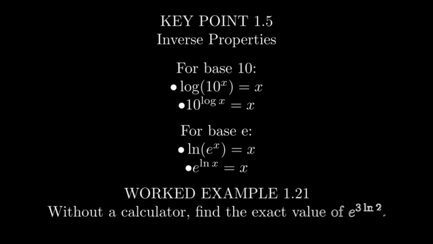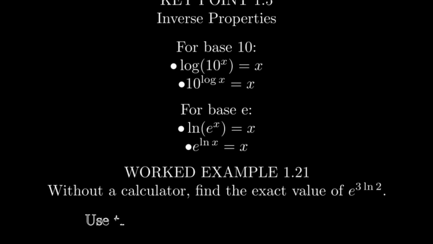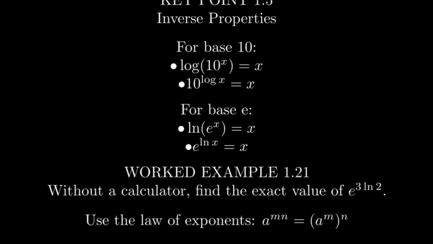Let's see these properties in action with an example. We need to find the exact value of e raised to the power of 3 times the natural log of 2. At first glance, this doesn't perfectly match our property e to the ln x equals x because of the 3 in the exponent. We need to manipulate the expression first using a law of exponents. Recall the power of a power rule. A to the power of m times n is equal to a to the m, all raised to the n. We can apply this to our expression. Here a is e, m is ln 2, and n is 3.